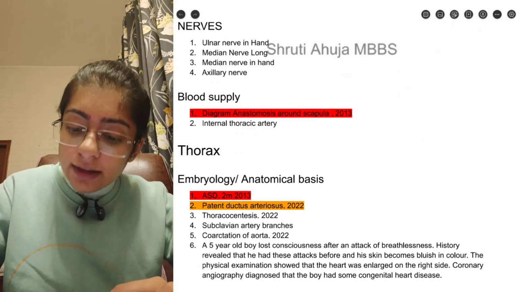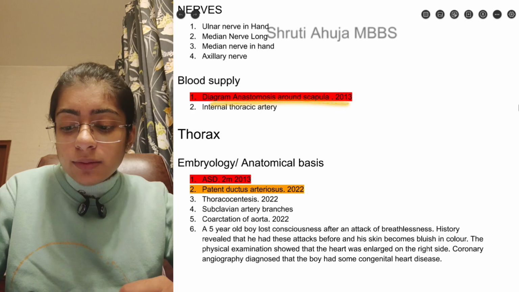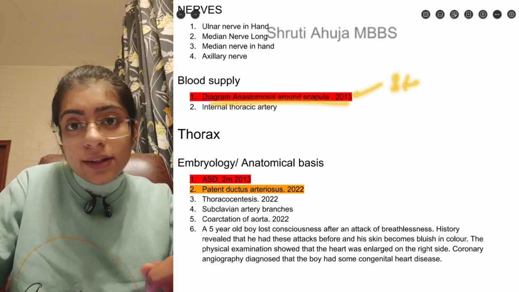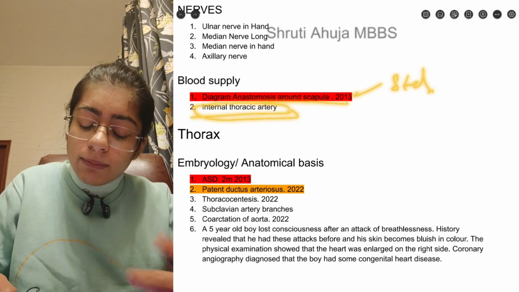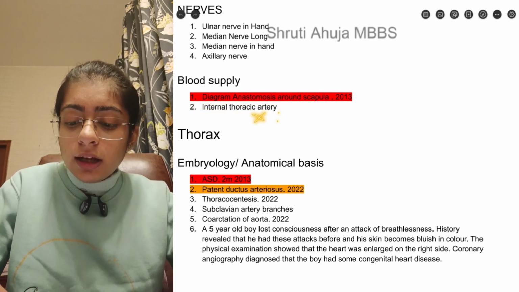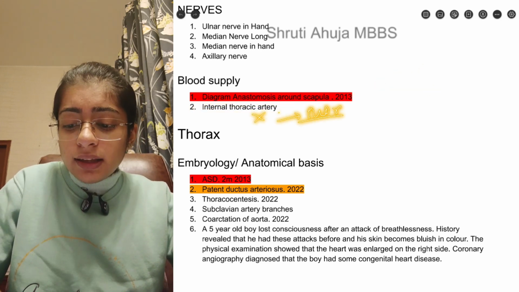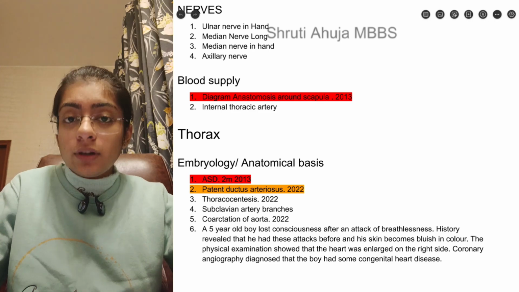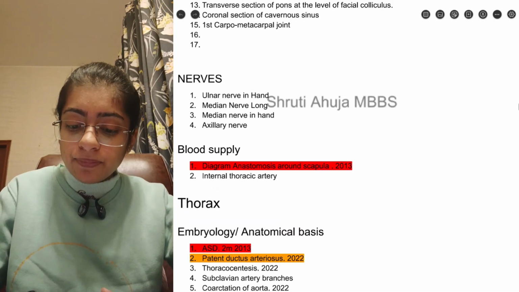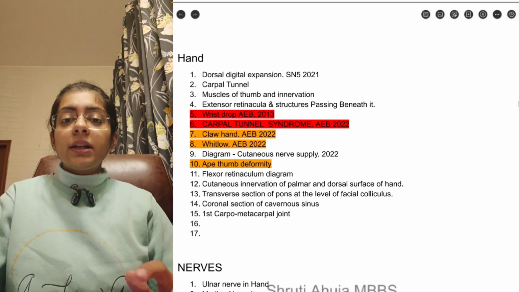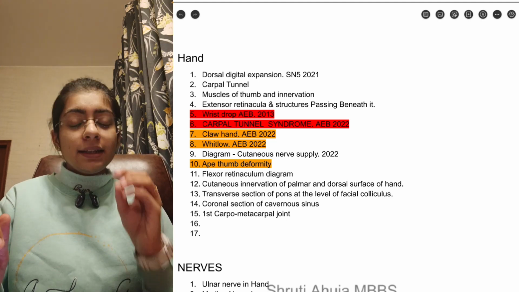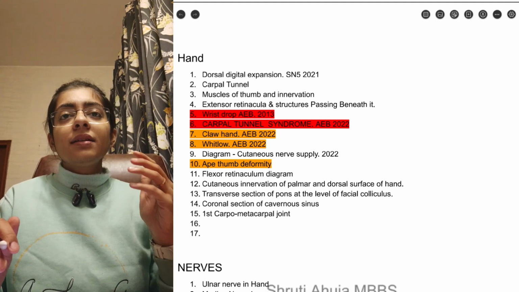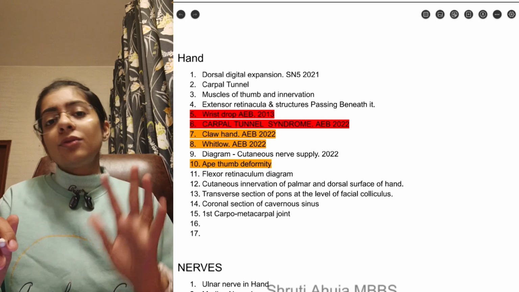Next is blood supply. Blood supply, the anastomosis around scapula, it is a standard question. Next, internal thoracic artery is mainly asked not here, rather in thorax. But yes, if it comes in your college, then you may prepare for it, right? So this was all about the upper limb, the diagrams, the nerves. Everything is important because it is the first chapter, and usually it is expected that you do it well on your own.